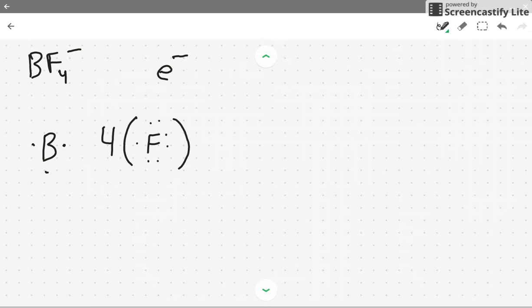BF4 minus is an anion. If we add up all of the electrons, we get 3 from boron, plus 1 for the negative charge, plus 4 times 7 for each of the fluorines. And that gives us 32 electrons.